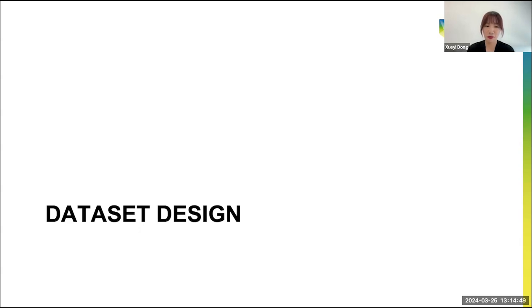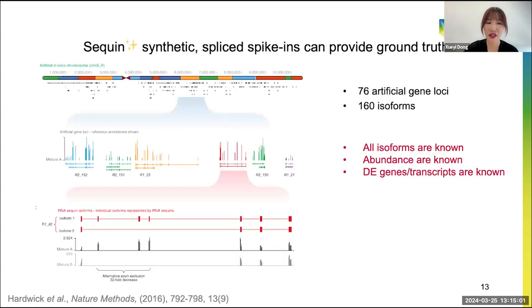Okay, now let me explain. Since we want to compare the methods, we need a suitable dataset that contains some ground truth. Let me introduce my dataset design. Firstly, we introduce ground truth to our dataset by using sequence spike-ins. The spike-in contains 76 artificial genes, and some of the genes contain multiple different isoforms. And we know all the sequences of the isoforms, the genes, and also their abundance.